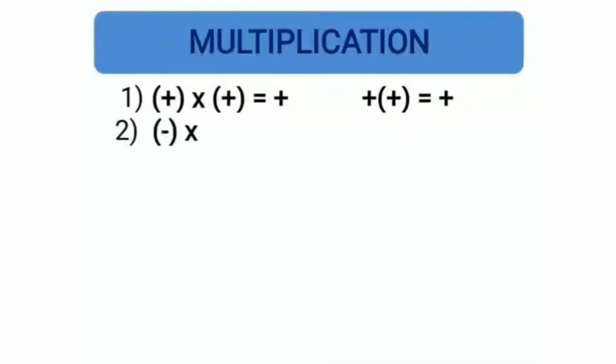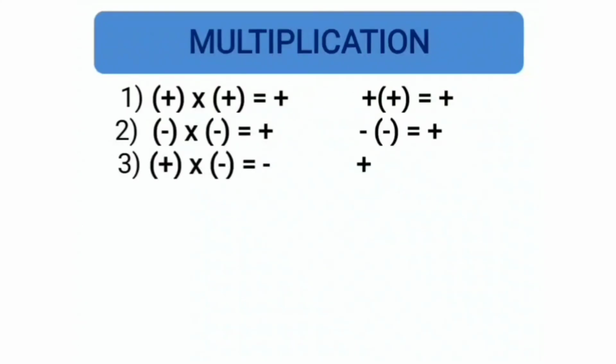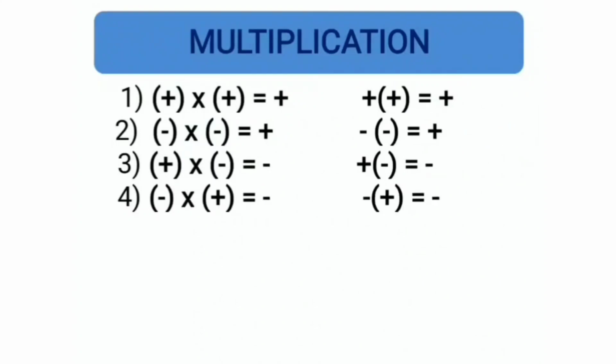Always remember, when two positive integers are multiplied or two negative integers are multiplied, result is positive. When both integers are different, means positive multiplied by negative or negative multiplied by positive, result is always negative integer. When two signs are placed simultaneously, that means there is relation of multiplication. Let's see example.